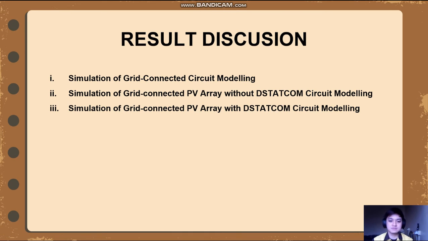I'm going to present the result and discussion for this work. In this work, detailed simulations are performed on the STATCOM equivalent circuit connected to a distribution system, which was modeled using MATLAB Simulink, to observe the behavior of the distribution with the PV array system. For the results, there are three graphs: simulation of grid connected circuit modeling, simulation of grid-connected PV arrays without the STATCOM circuit modeling, and simulation of grid-connected PV arrays with the STATCOM circuit modeling.